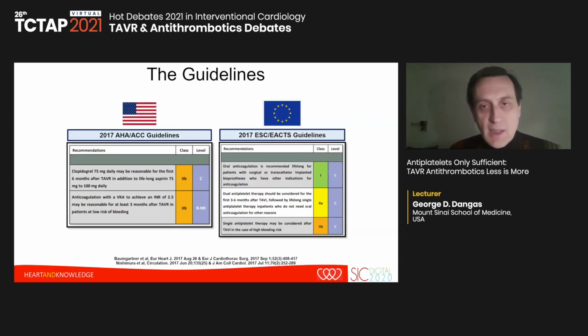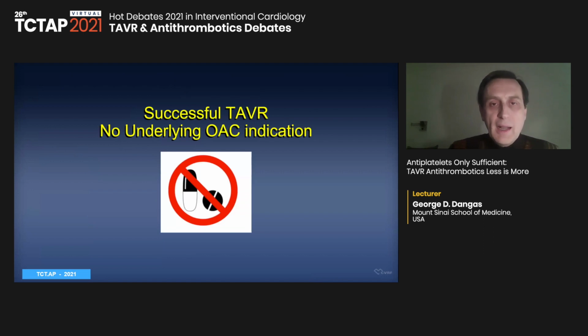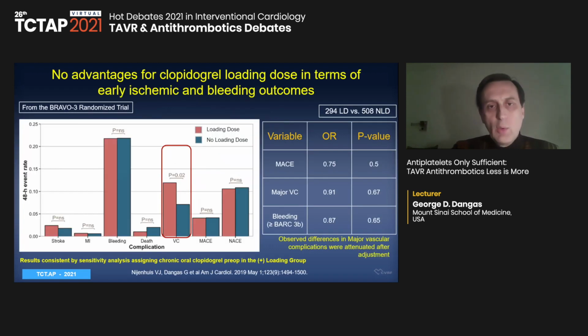The guidelines are informed primarily by expert consensus, and that's why there is still a debate based on the concerns and also based on the absence of larger trials. Let's review the two kinds of people: successful TAVR, and no underlying indication for oral anticoagulation.